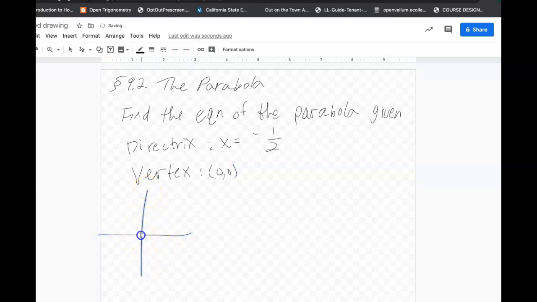we have our vertex at the origin, and the directrix is the equation x equals negative 1/2, which means here's negative 1/2. The directrix is on the outside of the parabola, which is telling us that the parabola is opening this way, opening to the right, and that the focus must be at 1/2. So (1/2, 0).